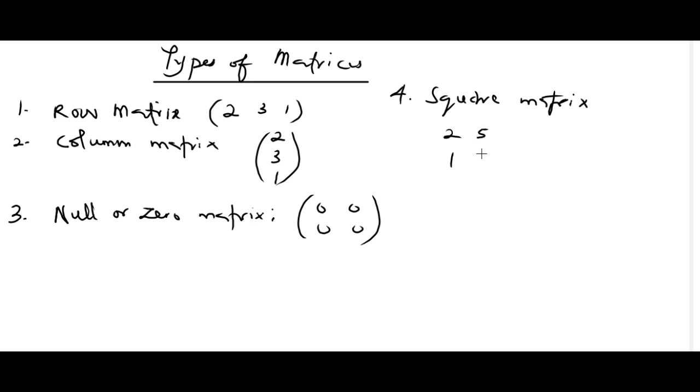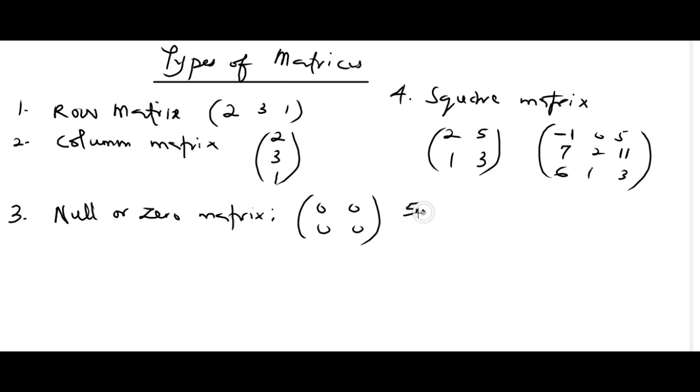Example, you have 2, 5, 1, 3. This is a 2 by 2 matrix. You have minus 1, 0, 5, 7, 2, 11, 6, 1, 3. This is a 3 by 3 matrix. Whether it is 2 by 2, 3 by 3, 4 by 4, 5 by 5 matrix, so long as we have equal number of rows and columns, it is known as a square matrix.